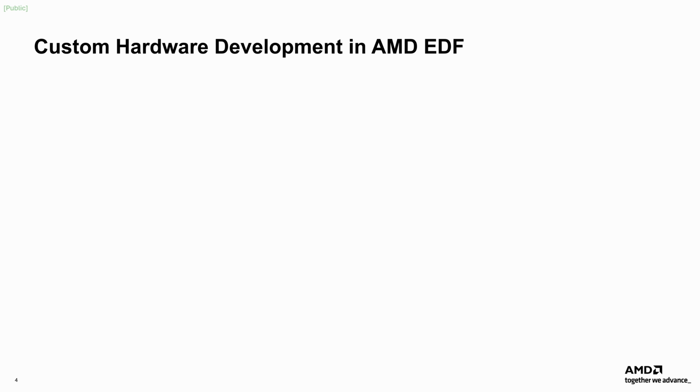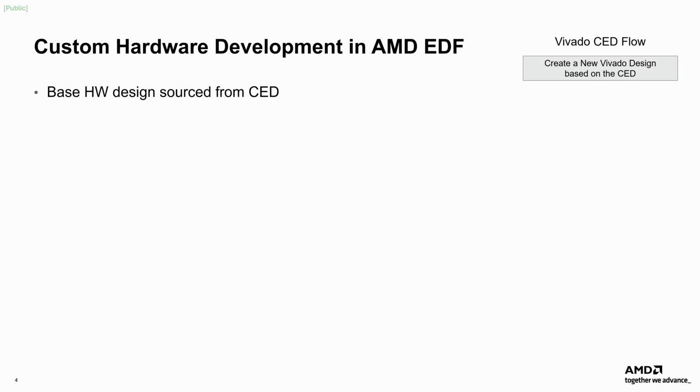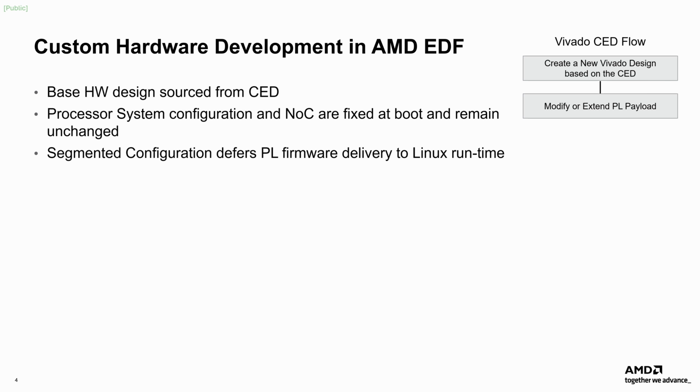The custom hardware development flow, or the Vivado CED flow, starts with creating the new Vivado design based on the base design, which is the Embedded Common Platform Configurable Example Design. This new child project is then modified and/or extended by adding new RTL blocks, or IPs, as per the requirement. Dynamic PL reload, using segmented configuration, is used to implement application-specific incremental hardware design updates within the EDF framework.